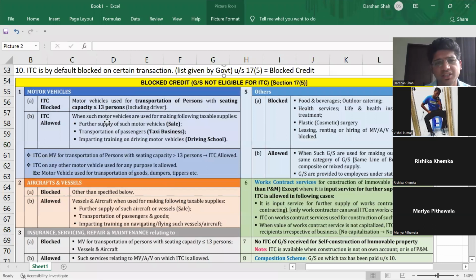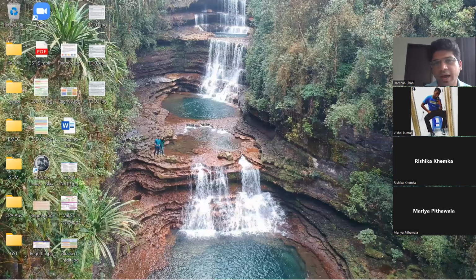We'll have to see condition number 1. Motor vehicles for 13 persons and below is blocked, but above 13 persons will be allowed. So motor vehicle for transportation of persons. So a bus purchased for transportation of employees having capacity of more than 13 persons is allowed. So in the ITC question, this will be there.